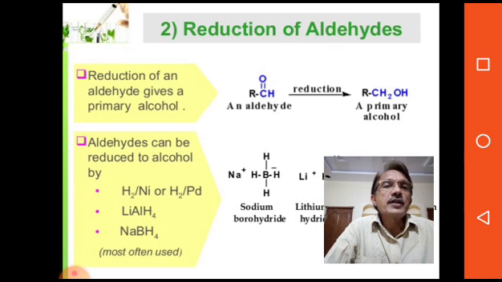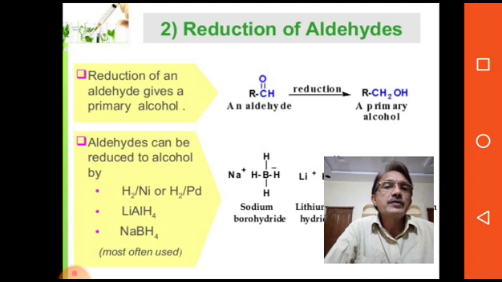Now, reduction of aldehydes. Reduction means addition of hydrogen or removal of oxygen. Addition of hydrogen or removal of oxygen is called reduction. Reduction of an aldehyde gives a primary alcohol. R-CHO upon reduction gives R-CH2OH. In this reaction, the aldehyde group is converted to alcoholic group, that is, a primary alcoholic group.